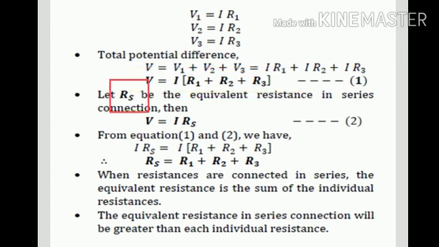Let Rs be the equivalent resistance in series connection, then V is equal to I into Rs. Hence the equation becomes I Rs is equal to I into R1 plus R2 plus R3. So here I is cancelled. Hence the equation becomes Rs is equal to R1 plus R2 plus R3. When the resistances are connected in series, the equivalent resistance is the sum of the individual resistances. The equivalent resistance in series connection will be greater than each individual resistance.